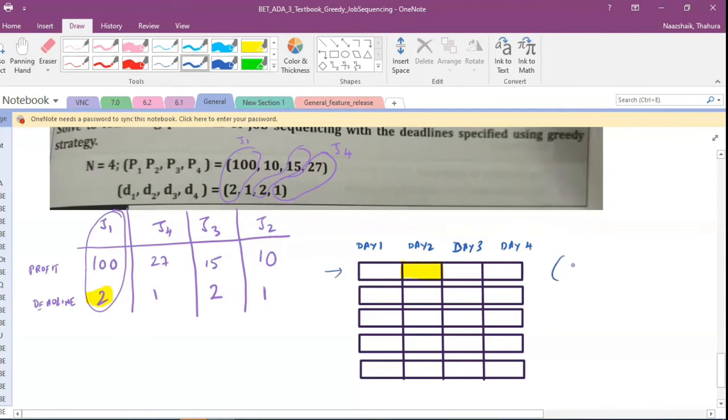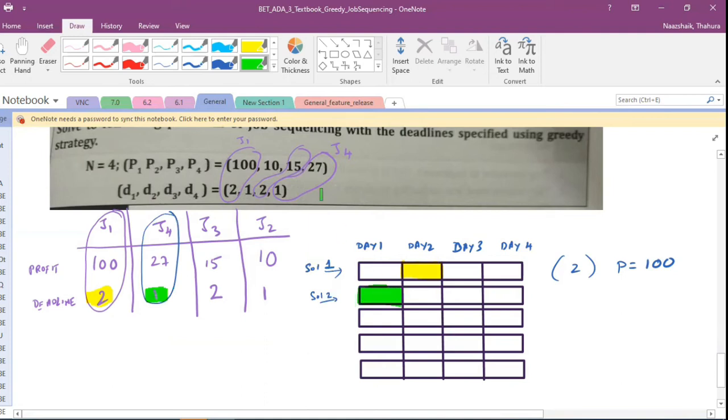So I am doing 2 jobs, and what is my profit? Now this is solution number 2. This is solution number 1. This is solution number 2. Okay, let me see if I can also do job 4. So first, job 4, what is the deadline? So can I put it on day 2, day 3, day 4, or should I put it in day 1 only? Only day 1.